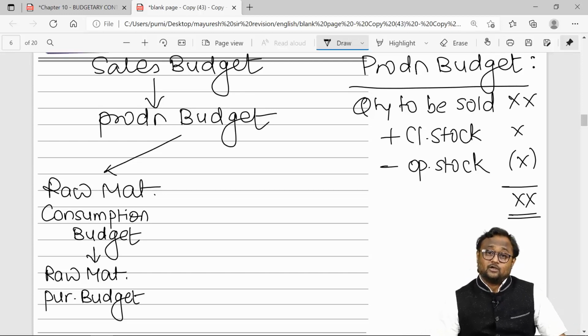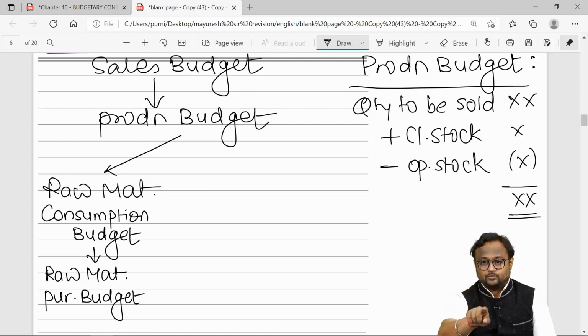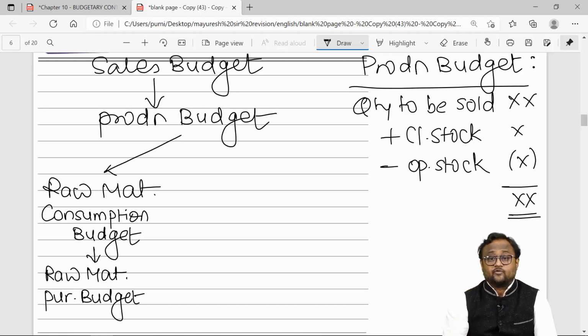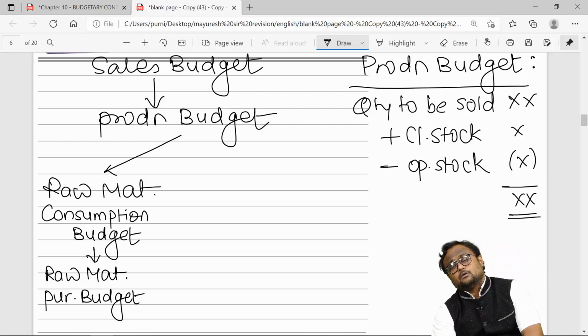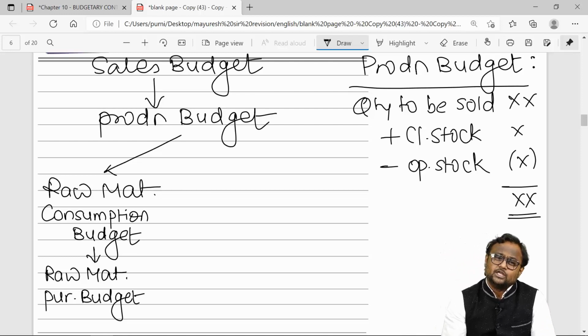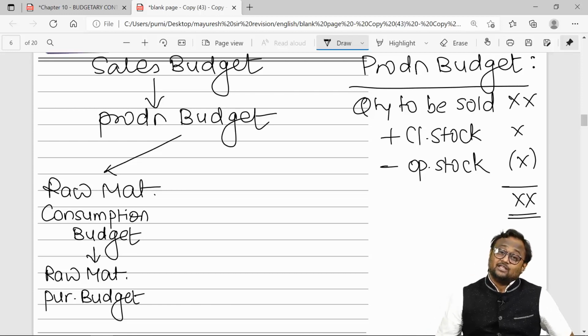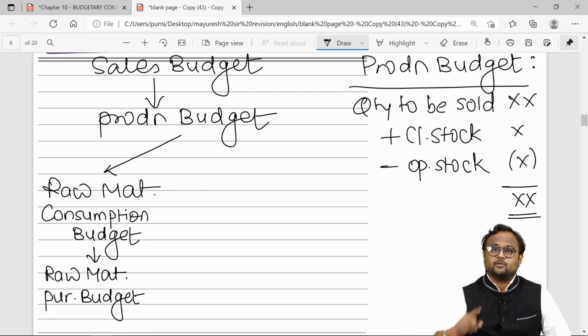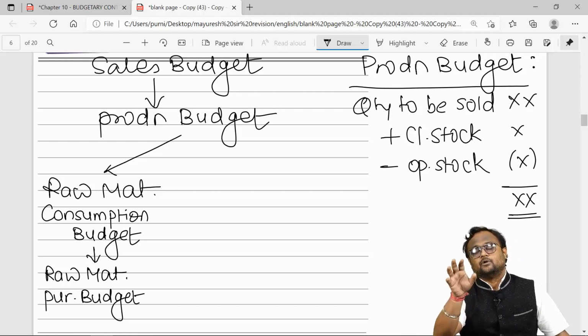For producing one unit of finished goods, I need 2 kgs of raw material. So for 60,000, I need 1,20,000 to be consumed. Buy 1,20,000. No, I want a stock of 40,000 after that. Then buy 1,60,000. No, I already have 10,000 with me. Then buy 1,50,000. And the moment you realize you're supposed to purchase 1,50,000, multiplied by the price will give you the purchase value.